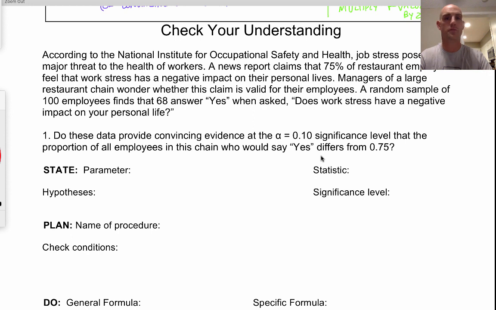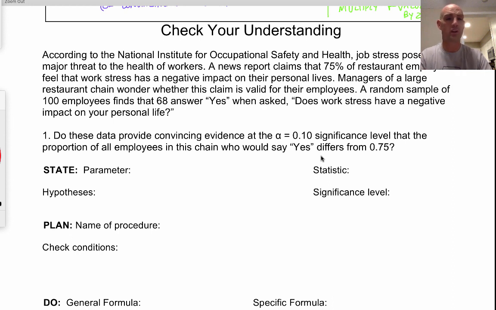According to the National Institute for Occupational Safety and Health, job stress poses a major threat to the health of workers. A news report claims that 75% of restaurant employees feel that work stress has a negative impact on their personal lives. So think about that. That news report, that's probably going to be our null, right? Because that's the claim. Managers at a large restaurant chain wonder whether this claim is valid for their employees. That's what you do, right? I hear this claim, I'm wondering if it's true.